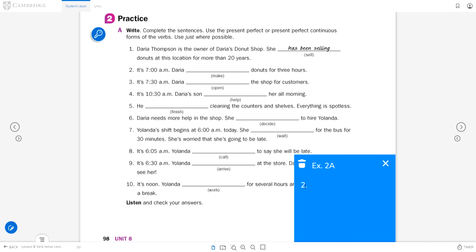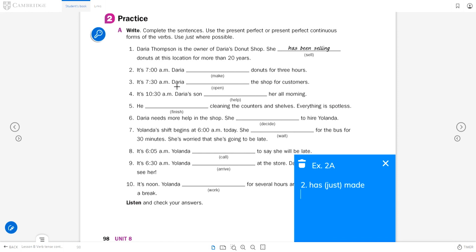So present perfect is Daria has, and then the participle of make, which is made. Okay, and this is the idea. And use just whenever possible. I'm going to put just in parentheses here to show that it is optional. And this is the answer: It's 7 a.m. Daria has just made donuts for 3 hours. Okay, good.